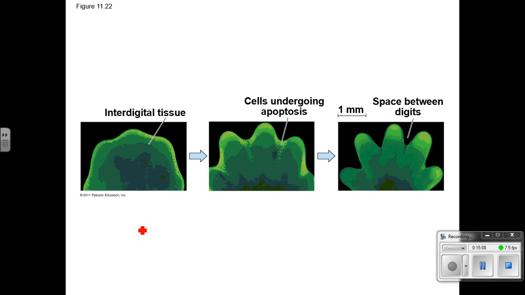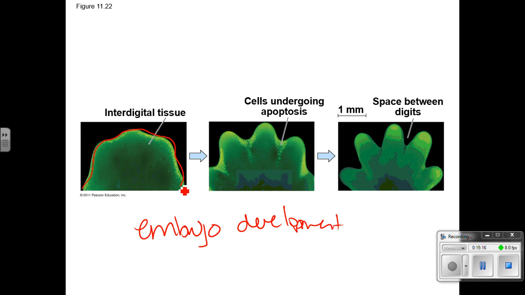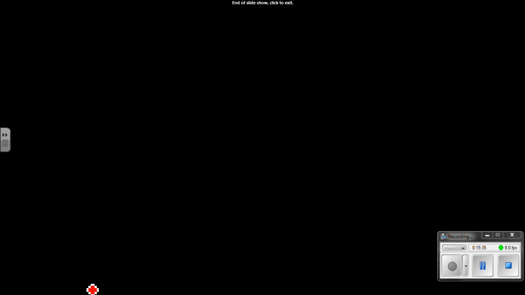Apoptosis is also really important in embryo development. And you see here that you actually start with your hand all kind of one solid piece, and then the cells in between your fingers actually undergo apoptosis. They die. If you've ever seen anybody with webbed feet or webbed fingers, it's not really a problem other than those cells in those areas just didn't get that signal to die. And so now they have that remaining tissue. Okay, that's it.